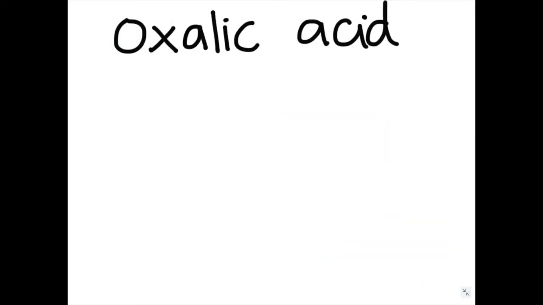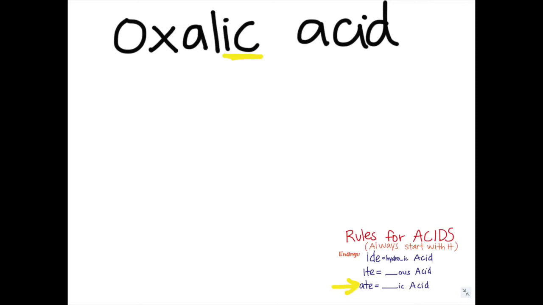The second example is oxalic acid. We know oxalic ends with -ic, so we check the rules, and what ends in -ic originally ended in ATE, so it's oxalate. The polyatomic ion oxalate has a formula of C2O4, -2.